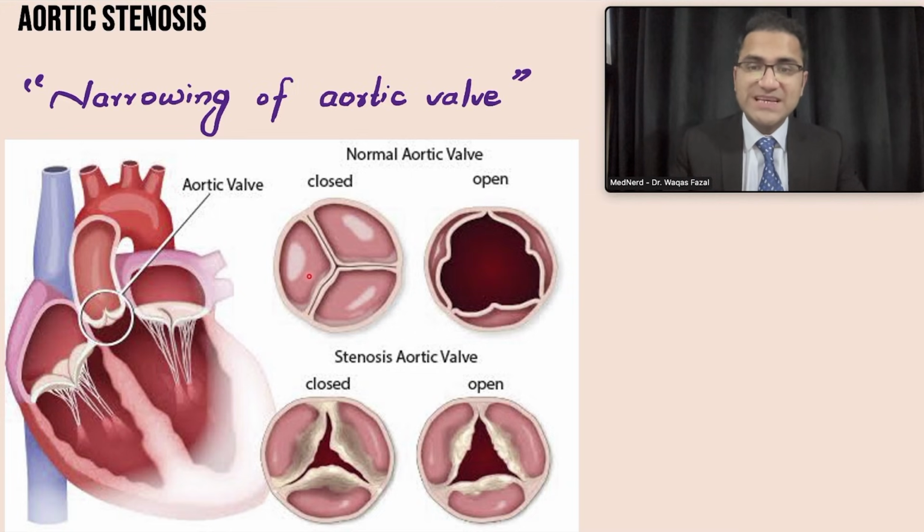The aortic valve has three cusps. Those three cusps are present like this, and when they are open, they look like this. But whenever there is stenosis of the aortic valve, the valves cannot open up completely, resulting in aortic stenosis. Therefore, narrowing of the aortic valve.